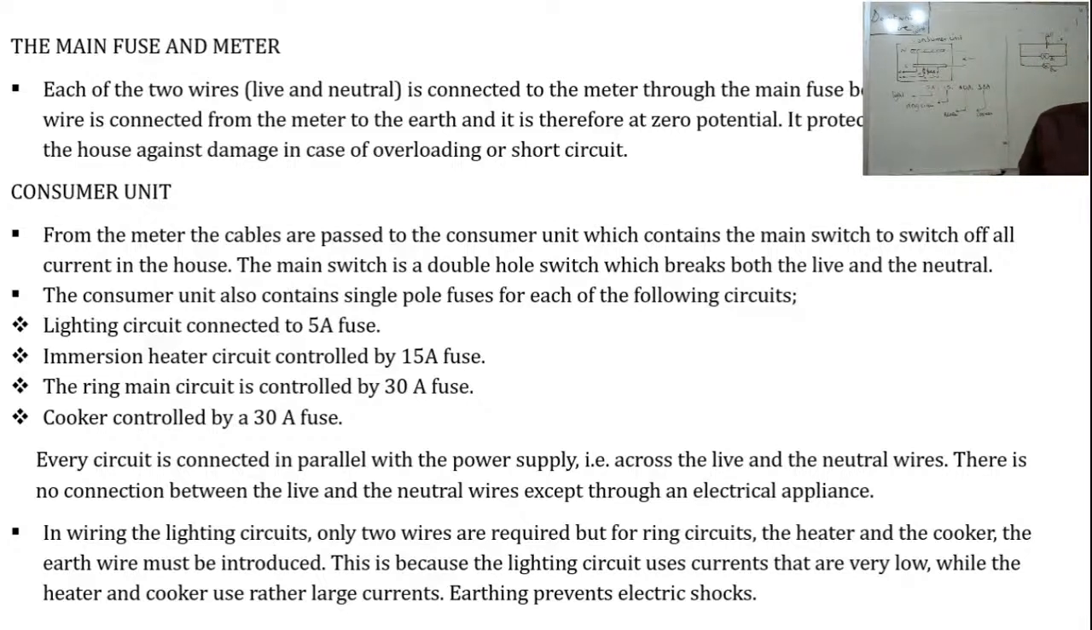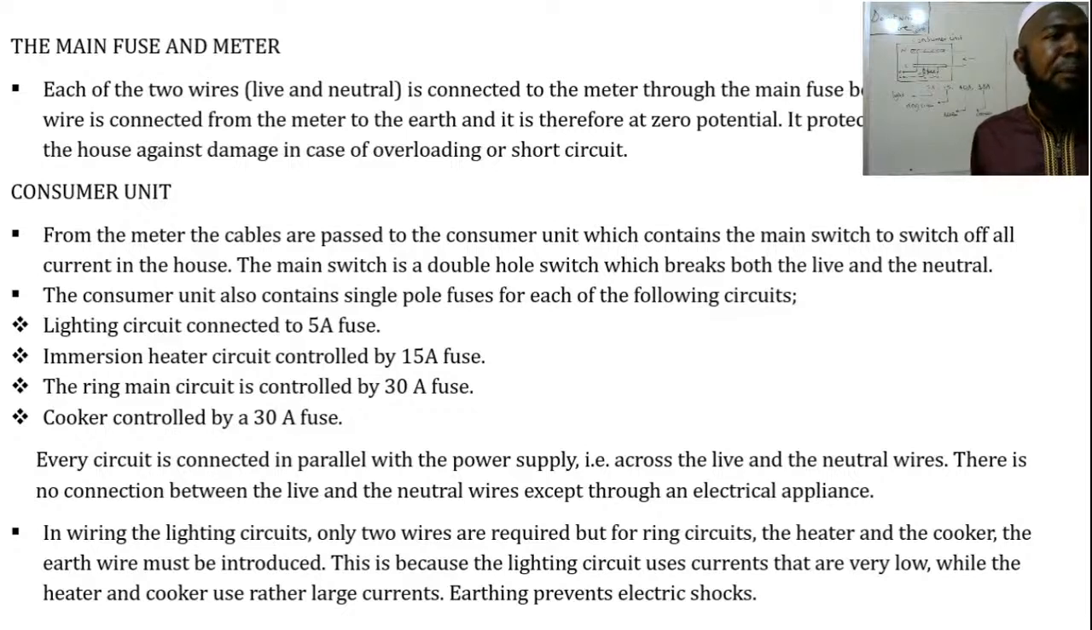Now in every circuit, they are connected in parallel. So in wiring, the lighting circuit uses only 2 wires, while the heater and cooker use 3. That is the live wire, the neutral wire, and the earthing wire. The earthing prevents electric shock.